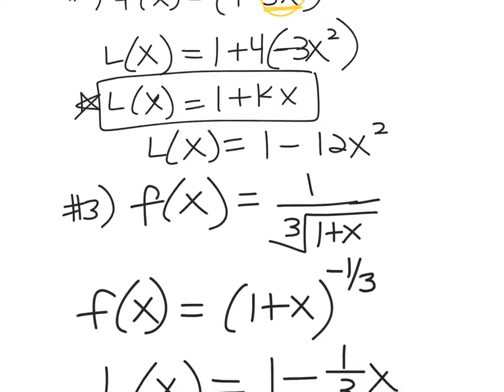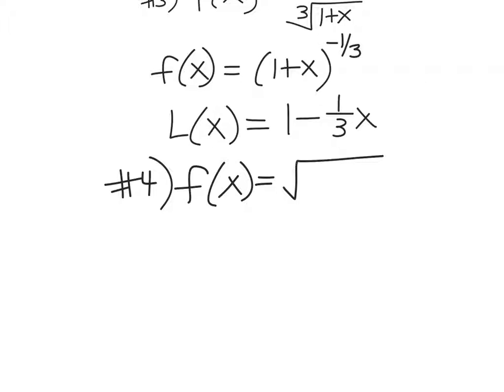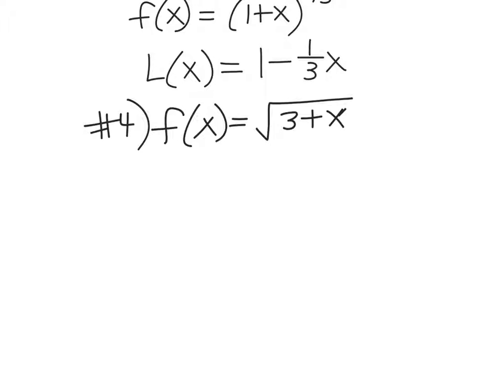Now, have you noticed in all of these there's always been a 1? What happens if there's not a 1 there, if it's a different number? So we have 2 more to do. So let's say you have f of x equals the square root of 3 plus x. That is no longer a 1, right? This only works with 1 plus x and then the power. So what you want to do is factor out a 3 from these.